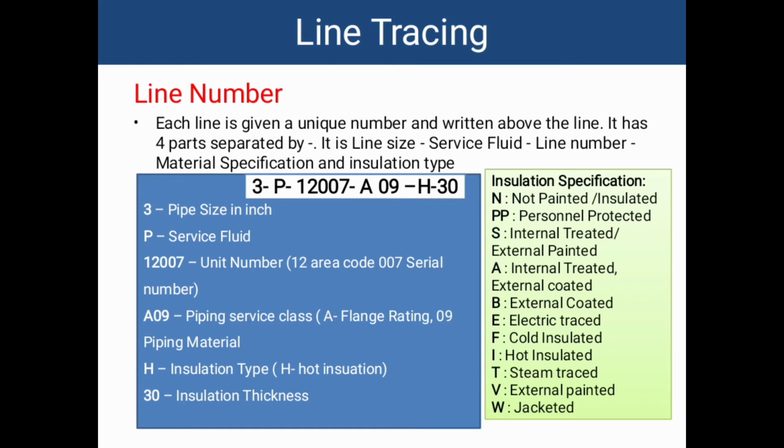H means hot insulation. If it is C, it is cold insulation. If it is PP, personal protection. If it is S, internally treated, externally painted. A means internally treated, externally coated. B means externally coated. E means electric traced. F means cold insulated. I means hot insulated. T means steam traced. V means externally jointed. W means jacketed. So these are the components of the line number.